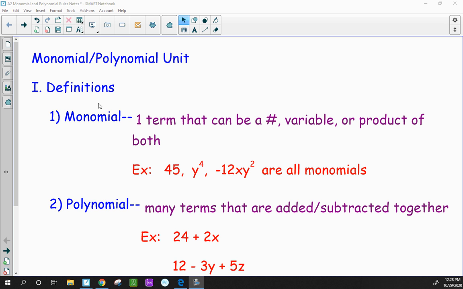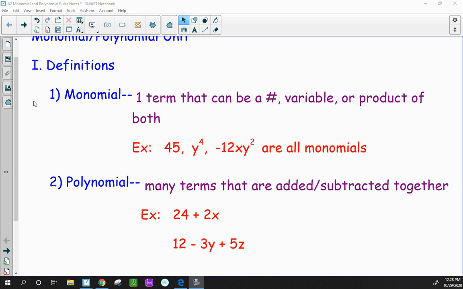Algebra 2. Today we're going to start the second unit. It's on monomials and polynomials. And we're going to look at some definitions, some vocab first, and then some rules that we're going to have to learn based on monomial polynomial rules from the past. And you have had this in Algebra 1.